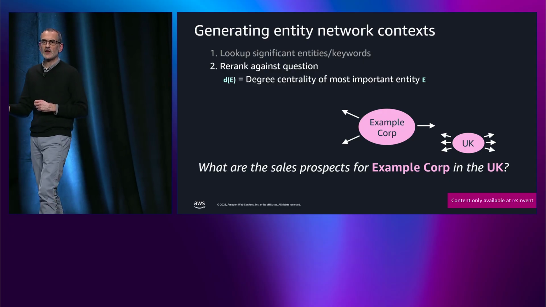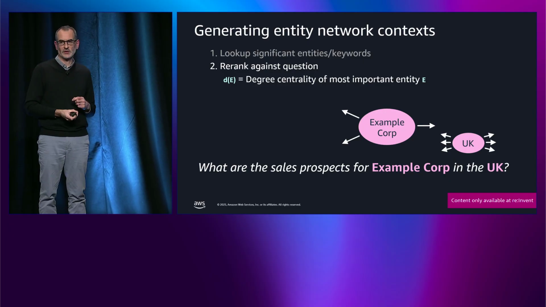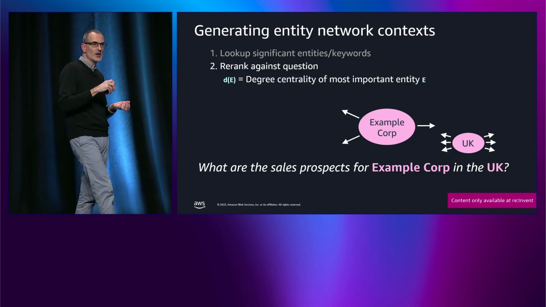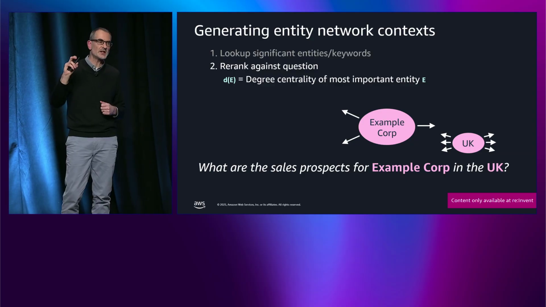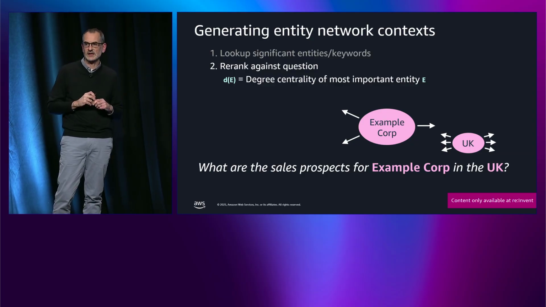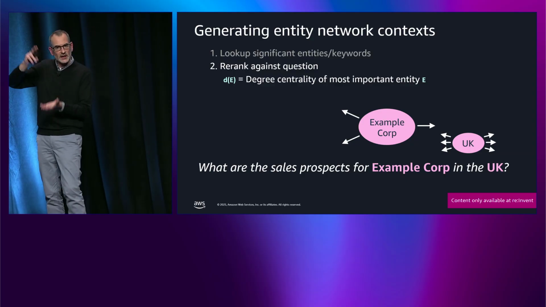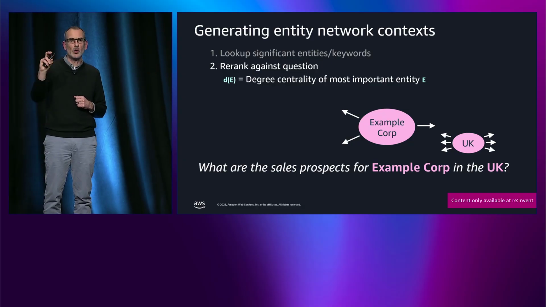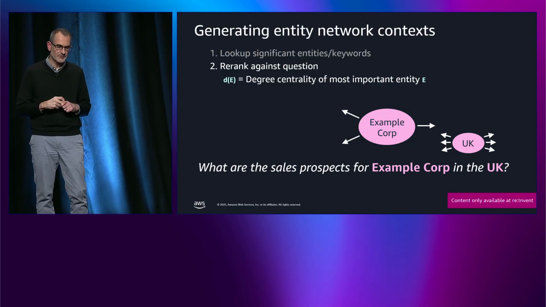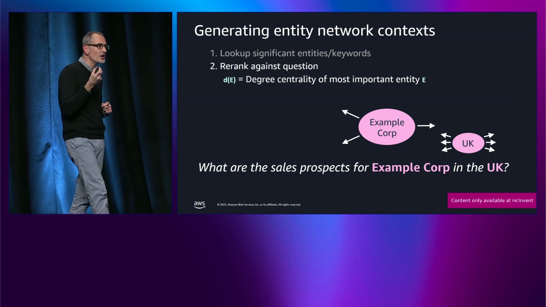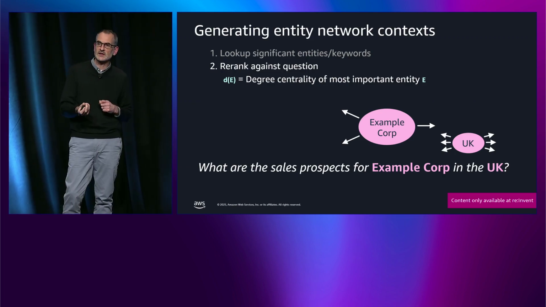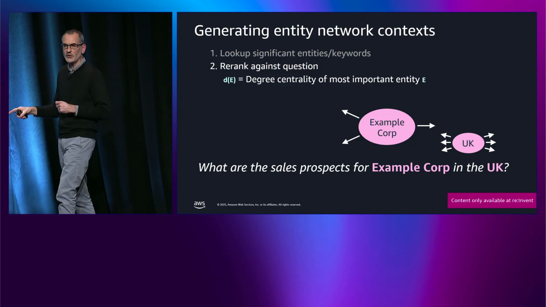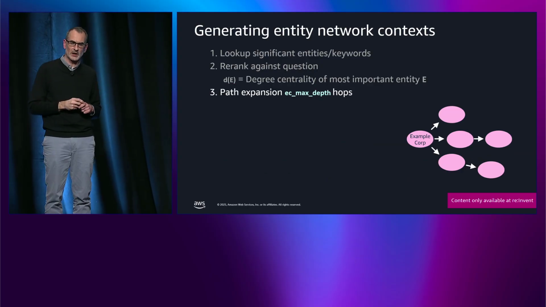We then re-rank those nodes against the question. So with that re-ranked set of nodes, we can now identify what we consider to be the most important entity. We're still interested in the entire candidate list, but we're also interested in the one that represents the most important or significant entity. And at this point, we're going to make a note of the degree centrality of that most important entity. We'll make a note of it because we're going to use it in a while.